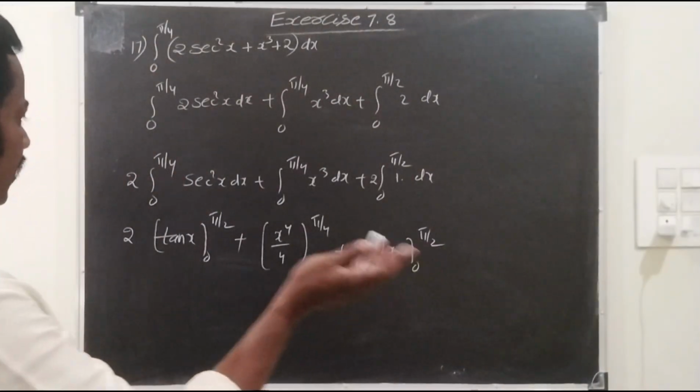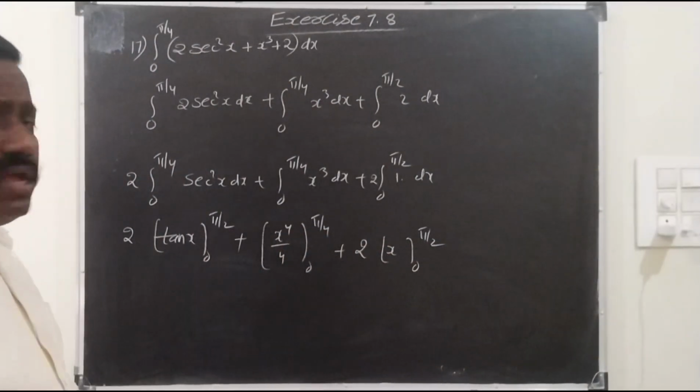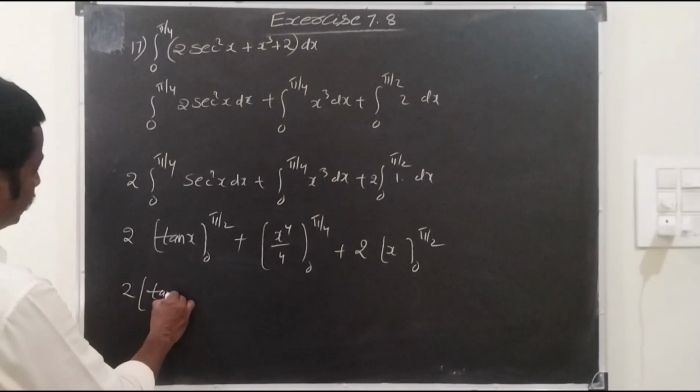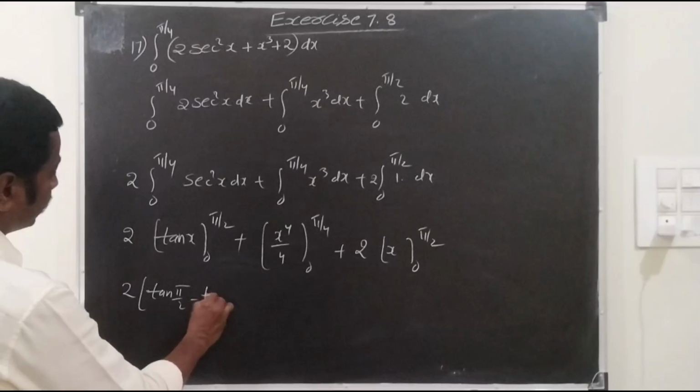Now let us apply the limits. Nothing is left, integral completed. For each term we have to apply the limits. 2 into tan pi by 2 upper limit minus tan 0.